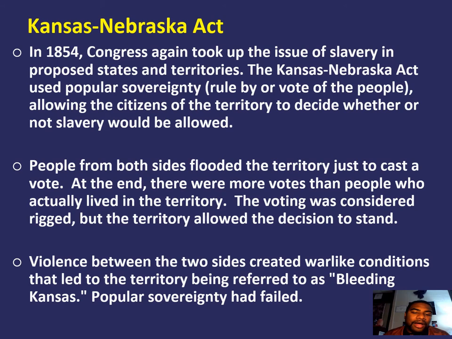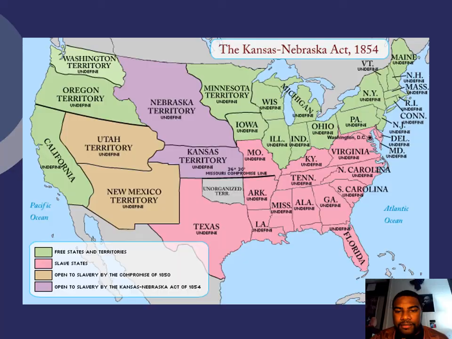Violence between the two sides created warlike conditions that led to the territory being referred to as Bleeding Kansas. Popular sovereignty had failed. Here is another picture of how we see these states developing as we go through this crisis over whether states should be slave states or free states. All right, move it on.